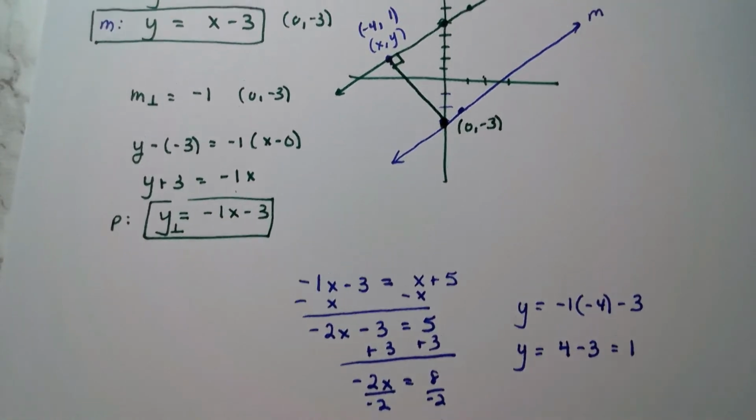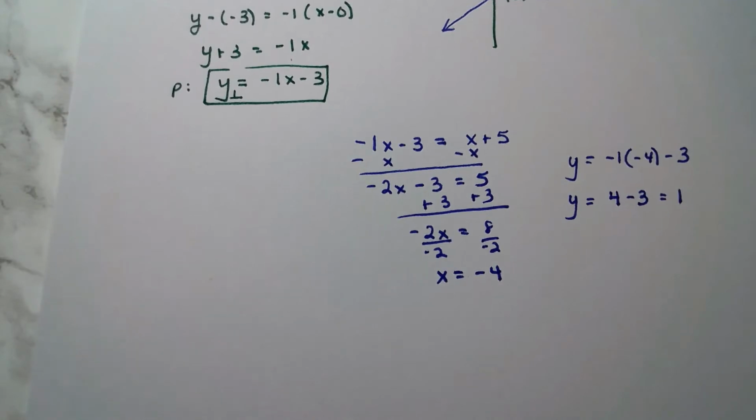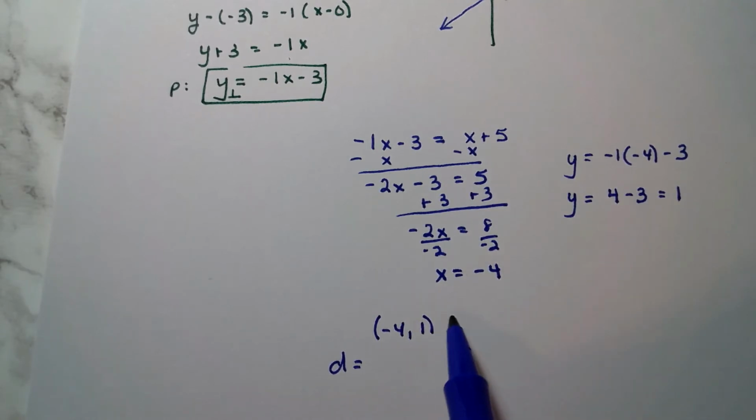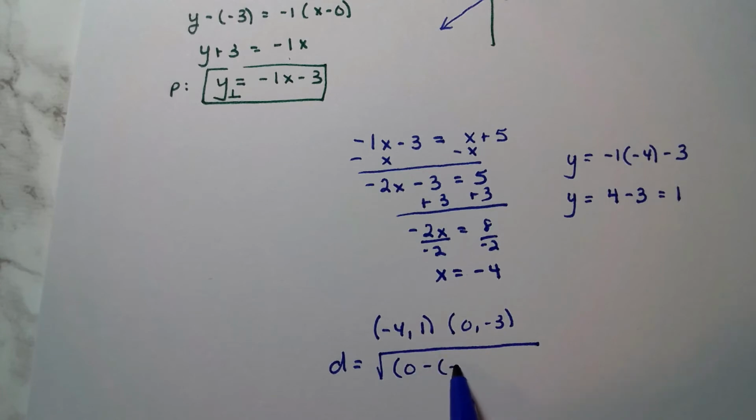I have to find the distance between this point and that point. Easy, right? The distance formula says, so let me put the points close so we can see them. Point negative 4, 1, and we've got the y-intercept 0, negative 3. So distance is equal to the square root of 0 minus a negative 4 squared, x2 minus x1, plus y2 minus y1, negative 3 minus 1 squared.